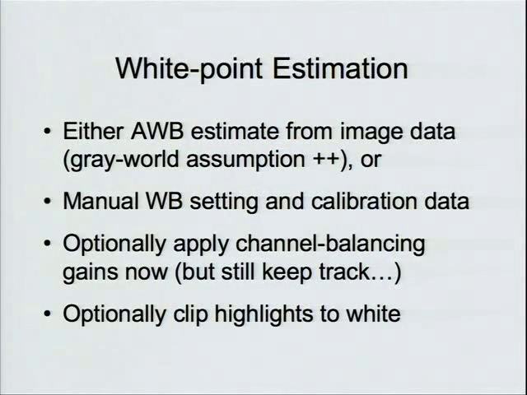So you can get that from an automatic white balance calculation, and I mentioned here gray world assumption plus. And the idea there, the gray world assumption, is you look at all the pixels in your image and you assume that white is the mean of all those. So you just sort of distribute all your colors in such a way that the mean color is neutral.